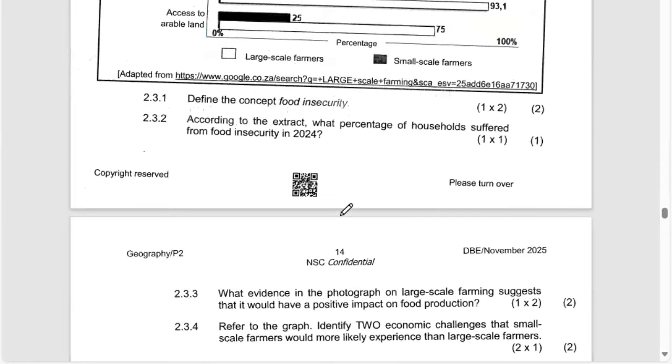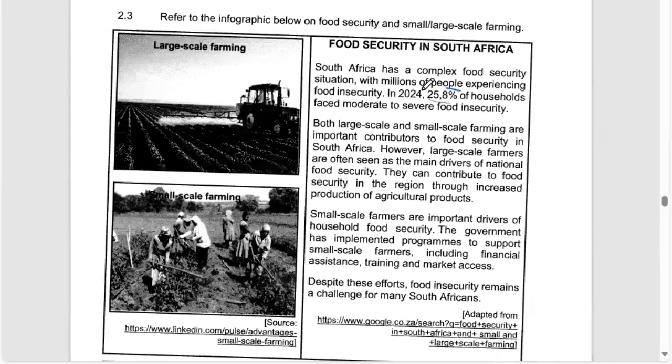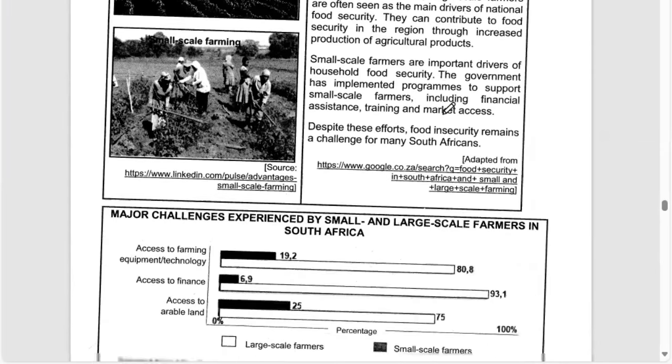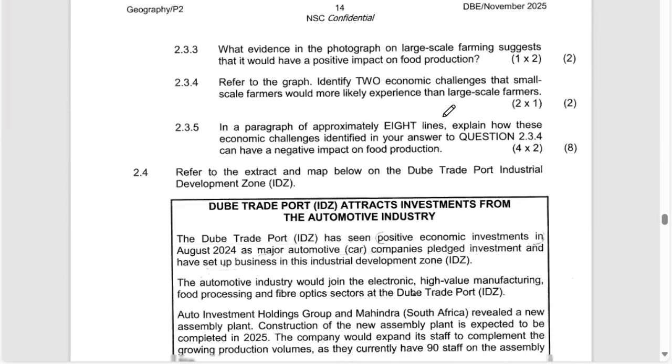Right. According to the extract, what percentage of households suffered from food insecurity in 2024? We're told that 25.8% of households faced moderate to severe food insecurity in 2024. So our percentage is 25.8. From the extract, 25.8% of the households had the problem of food insecurity.